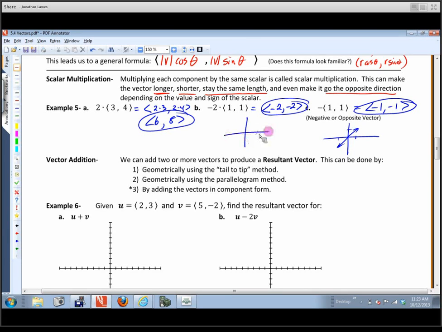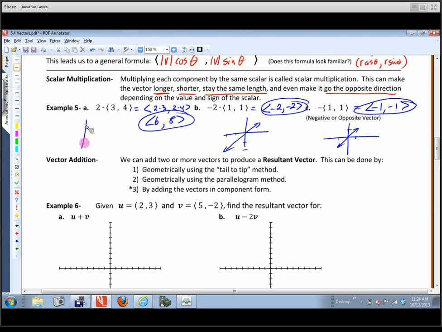Let's think about what this one does. This one, again, is the vector 1, 1. This would be -2, -2. So it's going to head in the opposite direction. That's what the negative did. Multiplying it by 2 made it twice as long.